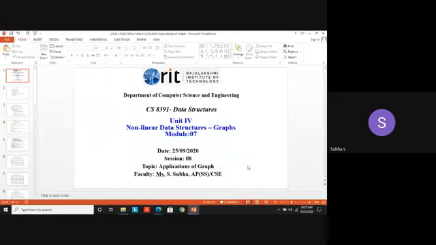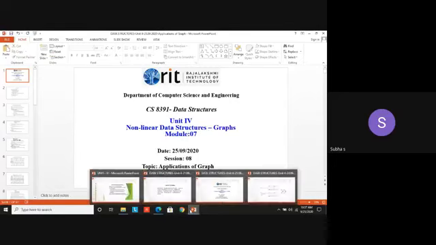Good morning, students. Welcome to the data structure session. In today's topic, in the 4th unit, we are going to see about applications of graph. Before moving to applications, let's have a quick revision about the topic that we have discussed yesterday.